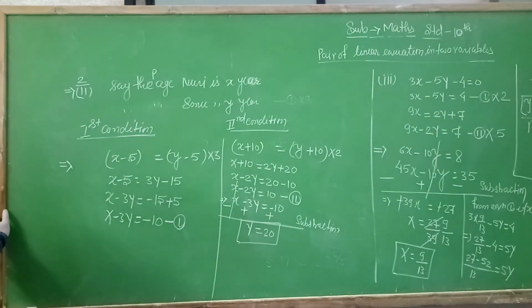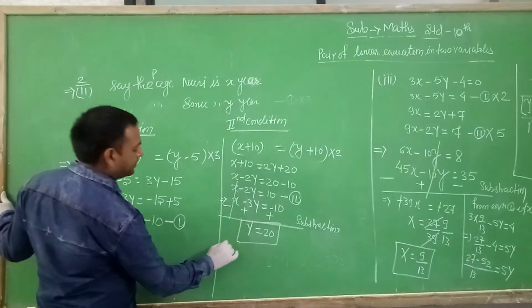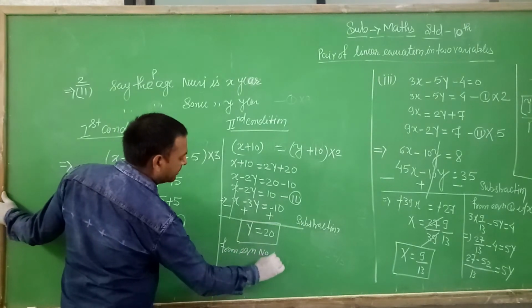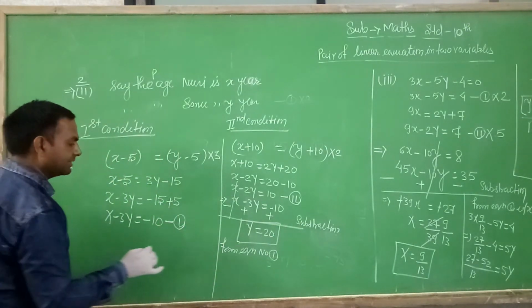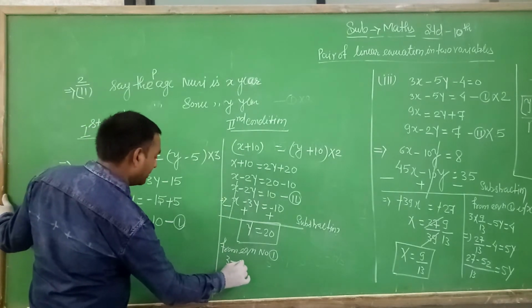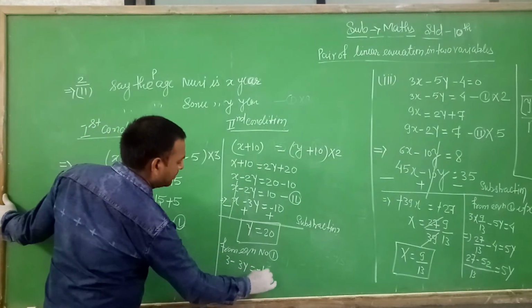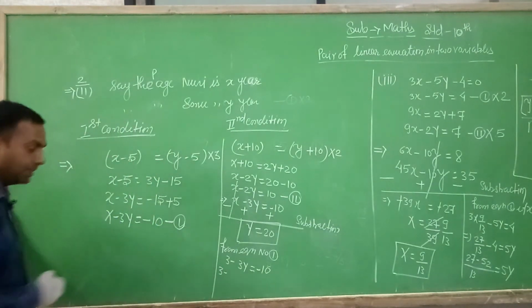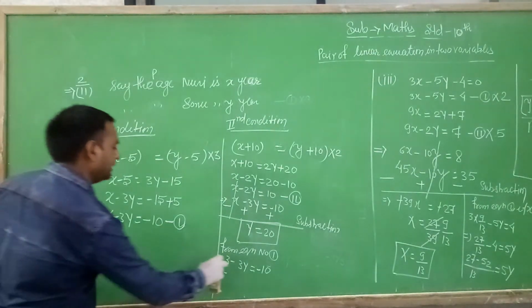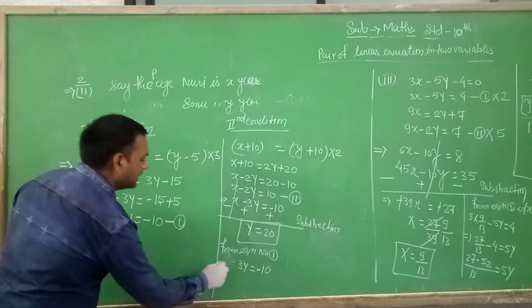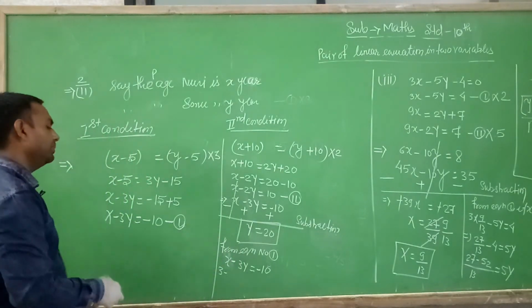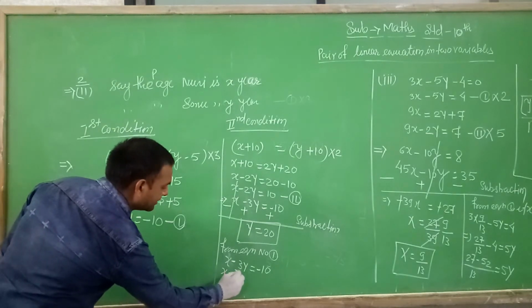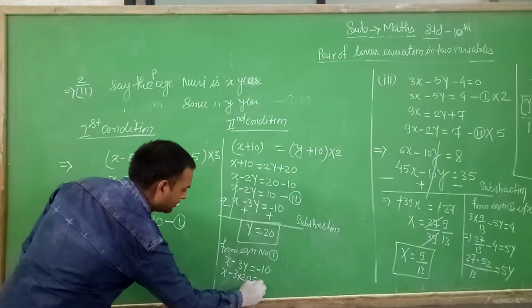Next, if you take equation number 1, x minus 3y is equal to minus 10. So you put in the value of y. So x minus 3 into 20 is equal to minus 10.